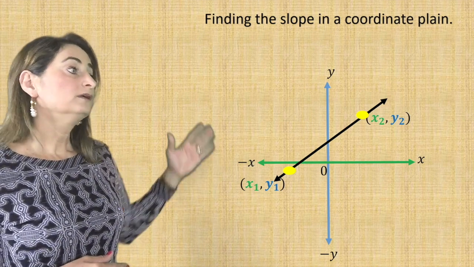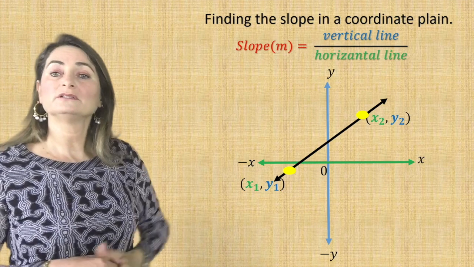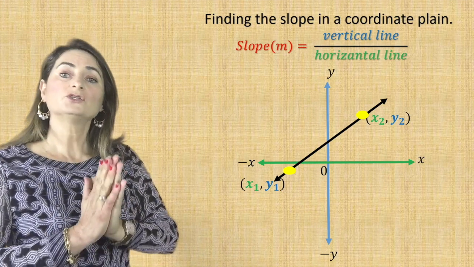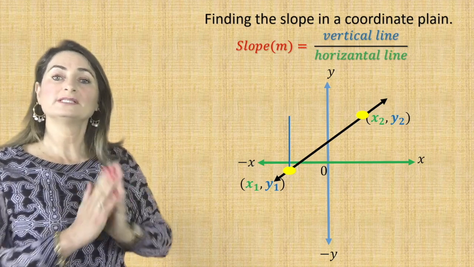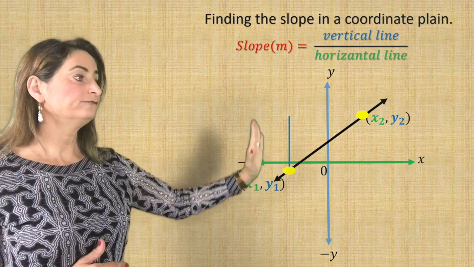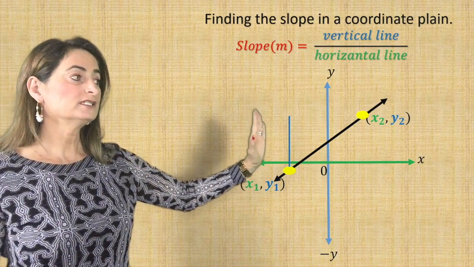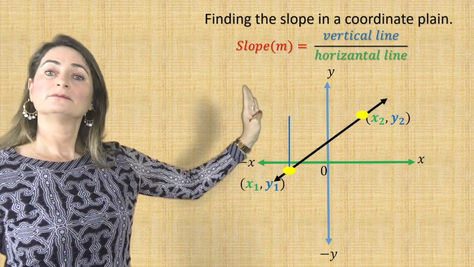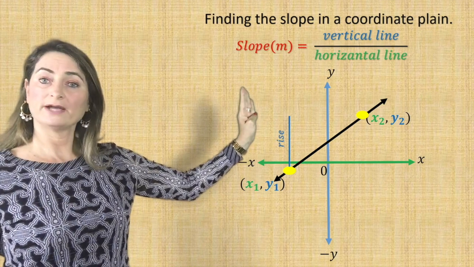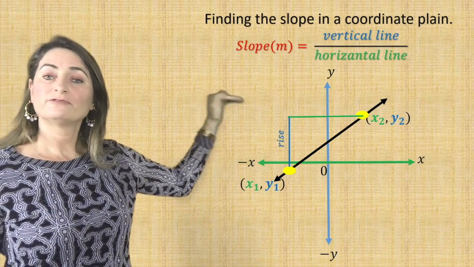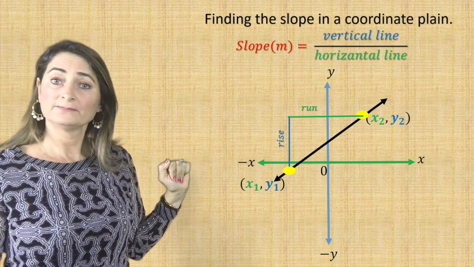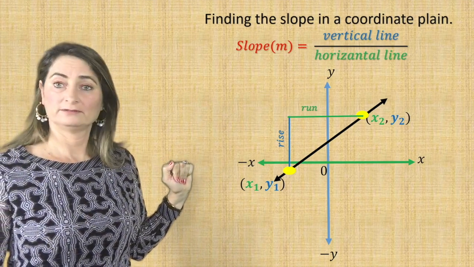So now we said the slope is the vertical line divided by the horizontal line. So I want you to draw a line to connect the first dot with the second one. Draw a vertical line first that goes from the first yellow dot, but stop right there. And that would be the rise. And then from this point, run to the second yellow dot, and that would be the run.